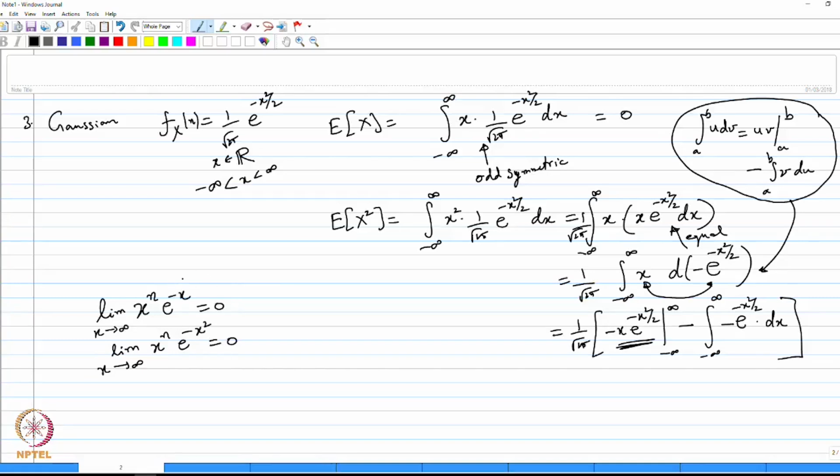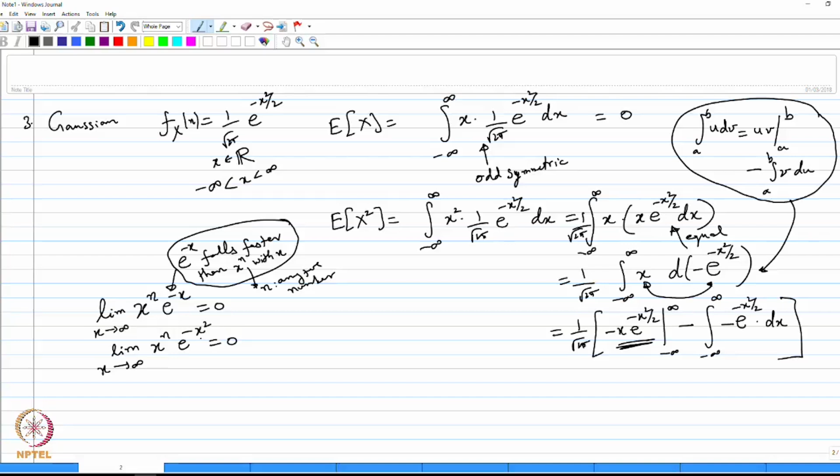This basically says that e power minus x falls faster than x power n. This is the important thing to remember for any n. n could be any positive number. So this is an important fact to remember. e power minus x is an exponential fall, much faster than any polynomial fall. So this will go through.